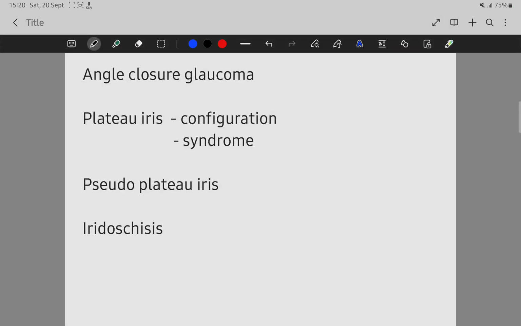Hi friends, in this class we will discuss the mechanism of Plateau Iris syndrome in angle closure glaucoma. What is Plateau Iris syndrome? What is Plateau Iris configuration? What happens in this? The mechanism of glaucoma. What is pseudo Plateau iris and iridoschisis?